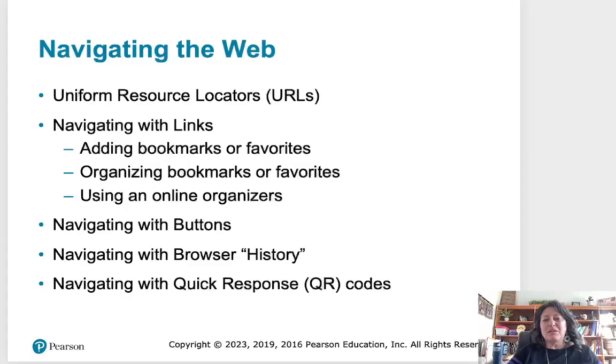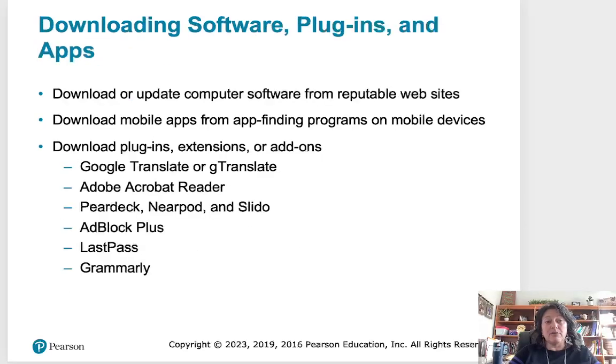When we're talking about navigating the web, we're using URLs, Uniform Resource Locators, and we navigate using links, and we can add our bookmarks or favorites, but then we go back and we organize them. Some of us do, I do. And then sometimes you can use online organizers. Also, we can navigate with buttons, or we could navigate with a browser history. And one of my favorite ways to navigate is using those QR codes, because you can scan them with your phone and get to information really quickly that way.